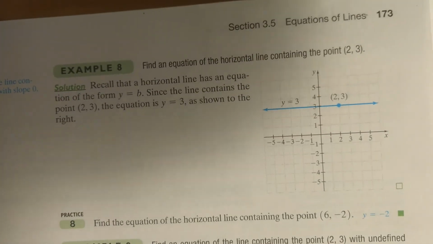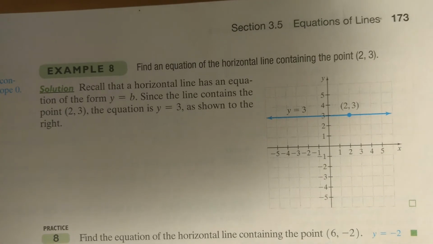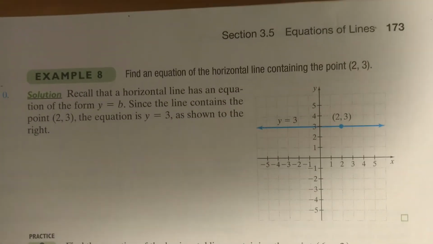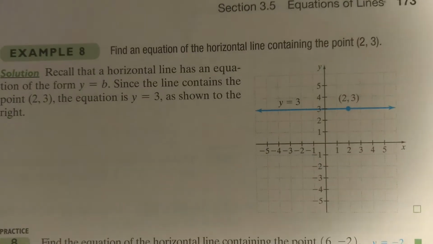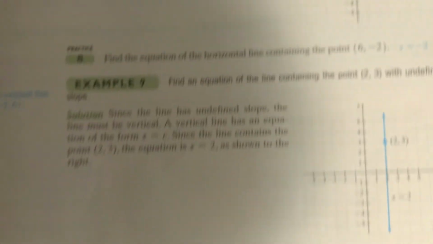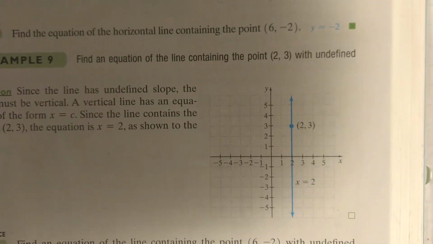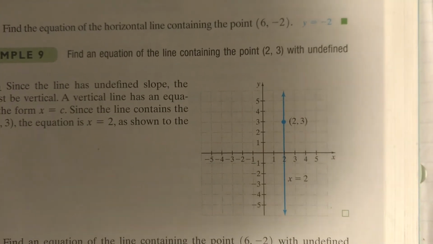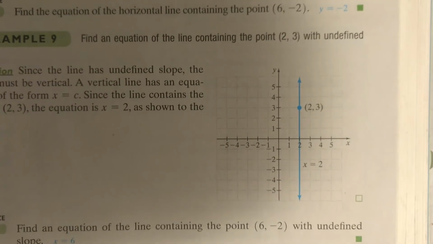I'm going back to what we talked about in a couple other sections. Example 8 says find an equation of the horizontal line containing the point 2, 3. Well, if it's a horizontal line, it's a line going through whatever y is. So as everybody sees, it's y equals 3. If you come down here to this one, it says find an equation of the line containing the point 2, 3 where the slope is undefined. Well, if the slope is undefined, it's x equals whatever x is, so it's x equals 2.